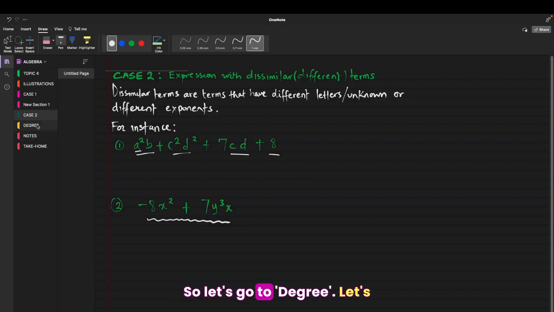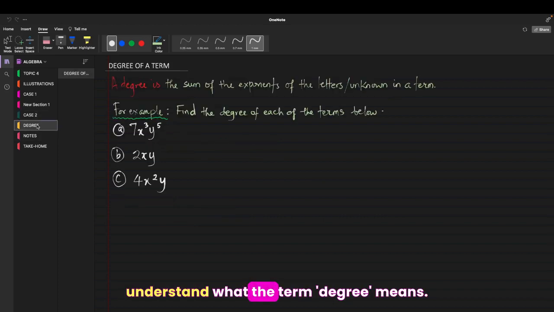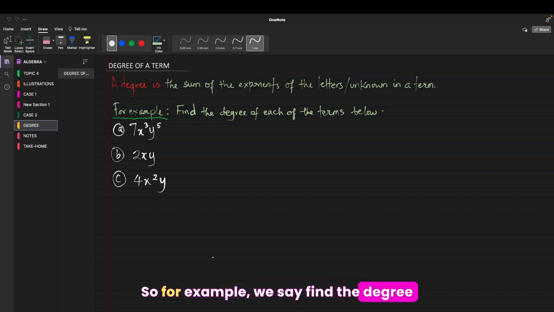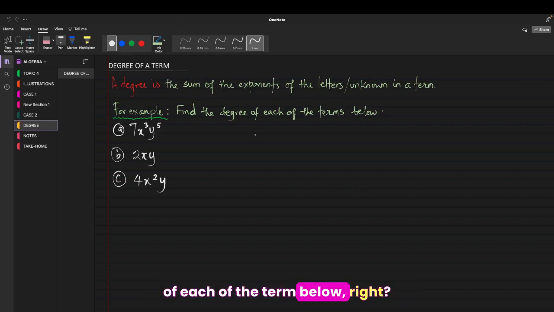So let's go to degree. Let's understand what the term degree means. The degree of a term is the sum of the exponents of the letters or unknown in the term. So for example, we say find the degree of each of the terms below. So I'm going to start with a.